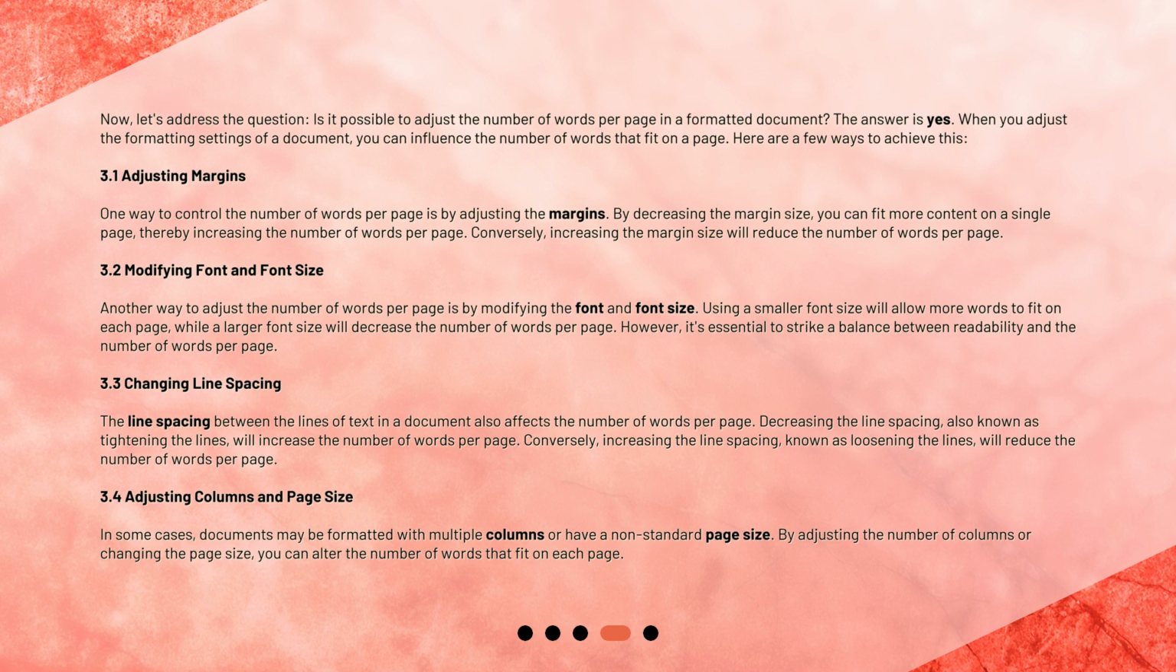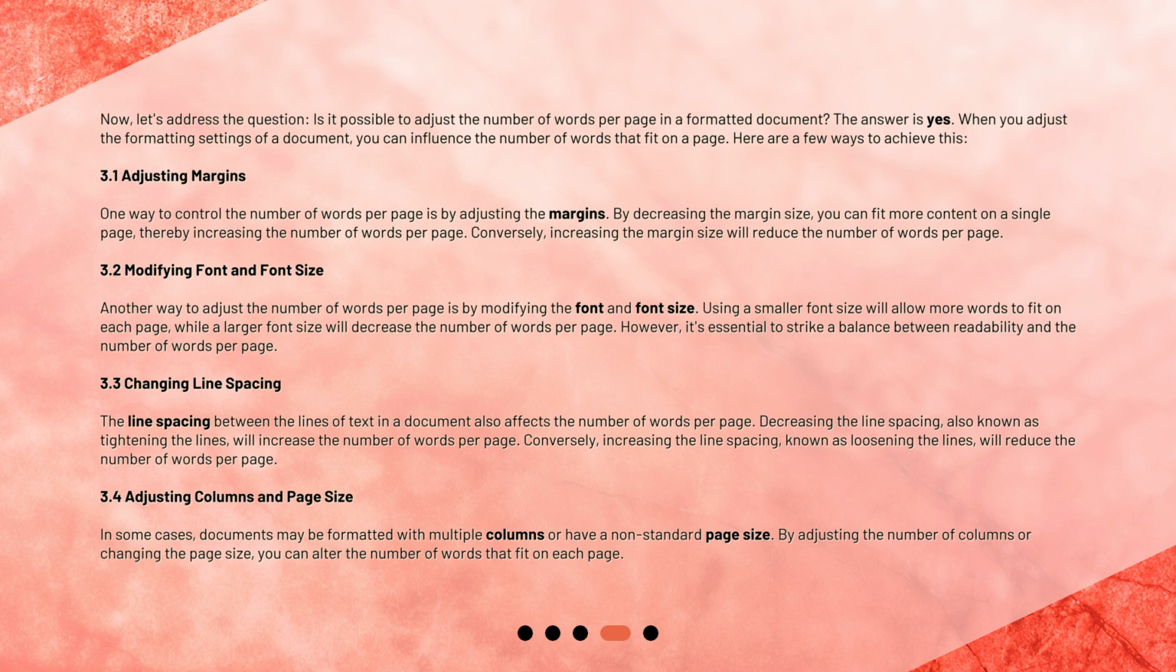3.1 Adjusting margins. One way to control the number of words per page is by adjusting the margins. By decreasing the margin size, you can fit more content on a single page, thereby increasing the number of words per page. Conversely, increasing the margin size will reduce the number of words per page.